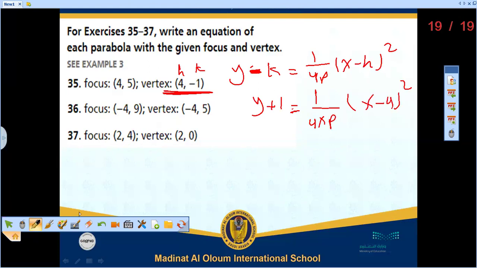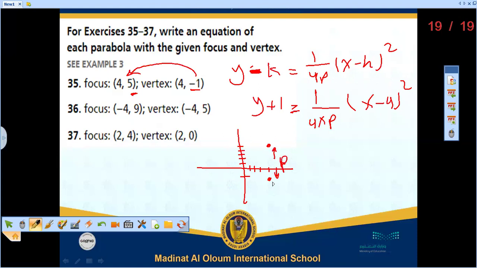Now, how can we get P? Aha. It's the distance from vertex to focus. Count with me. From negative 1 until I reach 5. Or you can say 5 minus negative 1, which is 6. Or you can do it with focus and vertex like this. Look, focus: run 4, rise 5. Vertex: run 4, down negative 1. Now count this distance. This is my P, because this is from vertex to focus. Count 1, 2, 3, 4, 5, 6.